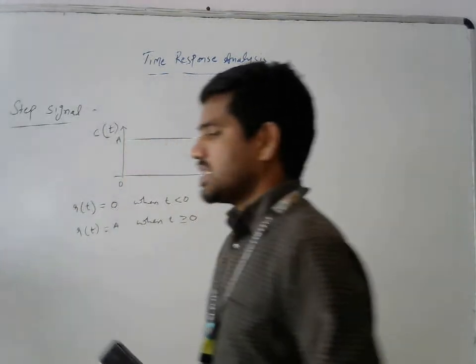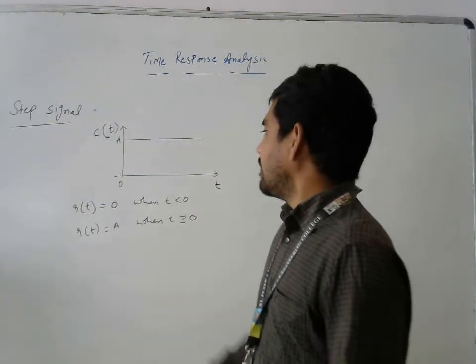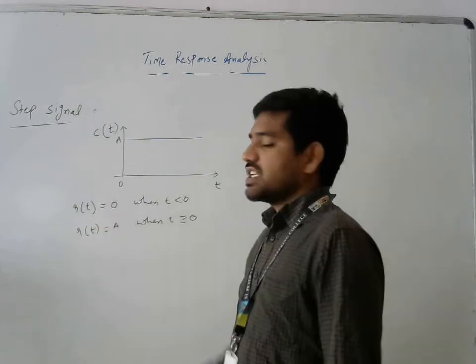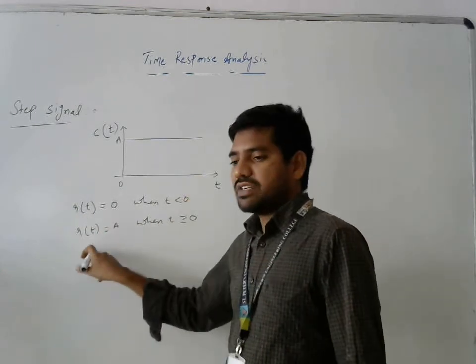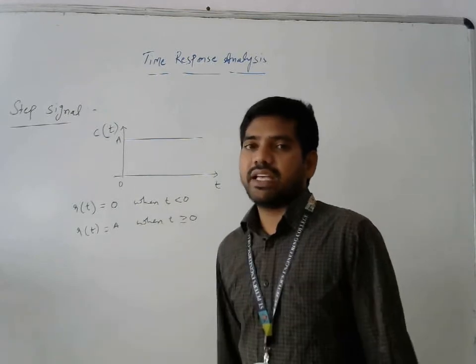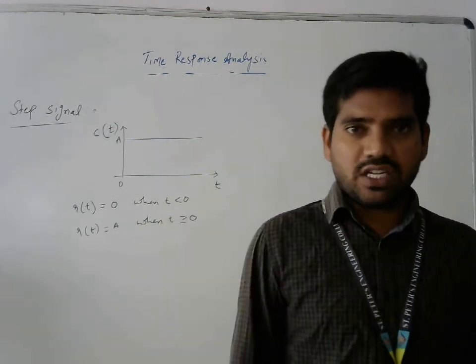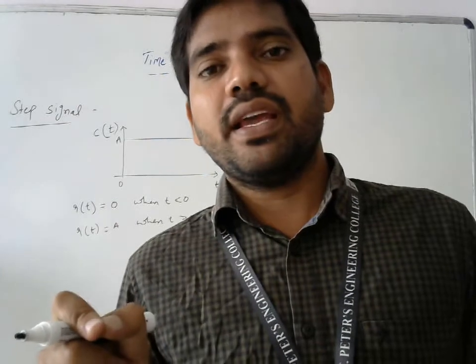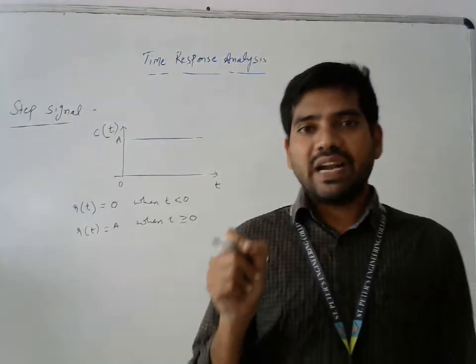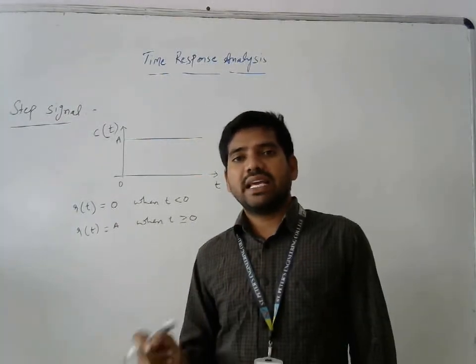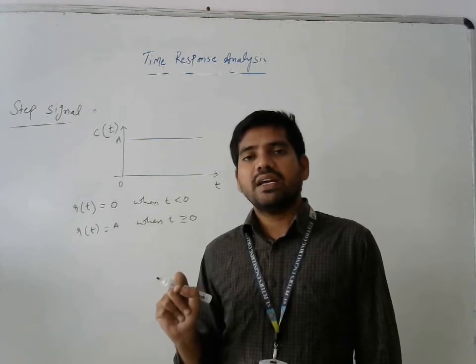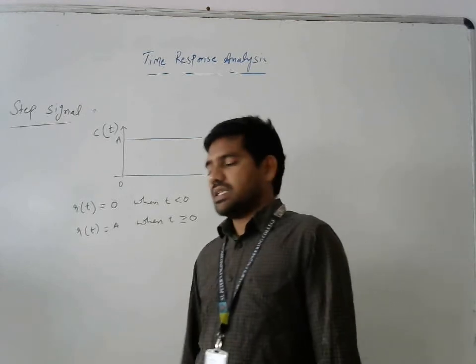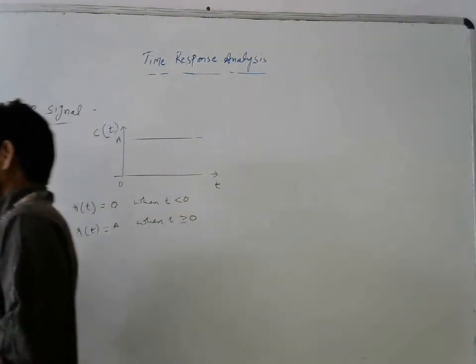That means how much input we are going to give, a reference input r of t. The value of r of t will be 0 when t is less than 0, and r of t equals A when t is greater than or equal to 0. That means the step signal varies from 0 to A at t equal to 0. When t is greater than 0, the step signal value remains constant. That is a step signal.